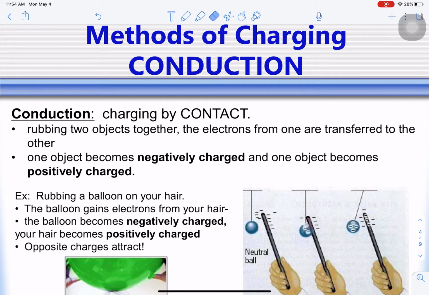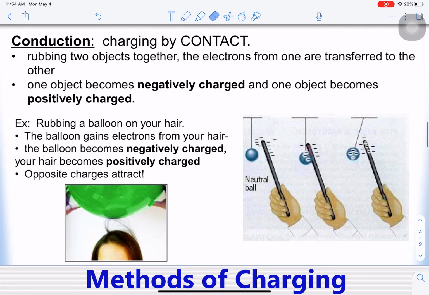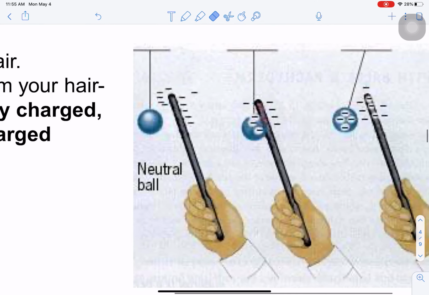Right? So like rubbing the balloon against your hair. The balloon gains electrons from your hair. The balloon becomes negatively charged. Your hair becomes positively charged because it gave those electrons to the balloon. And as a result, opposites attract. One's negative, one's positive. Okay, you can also see it right here.